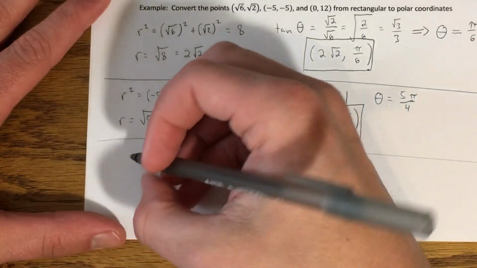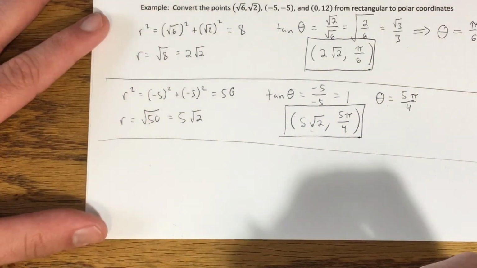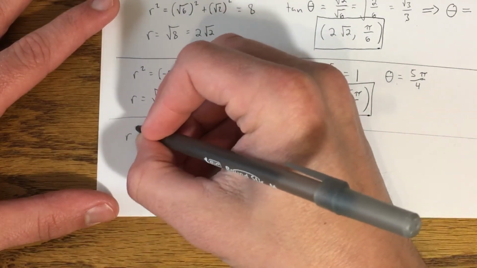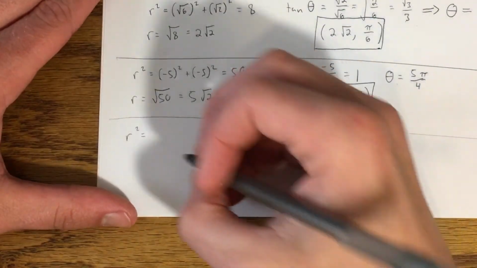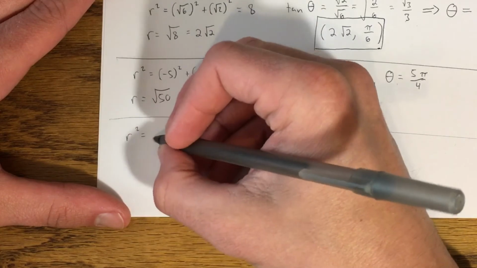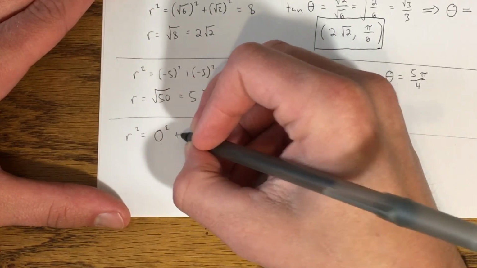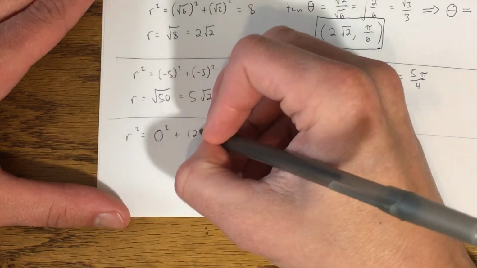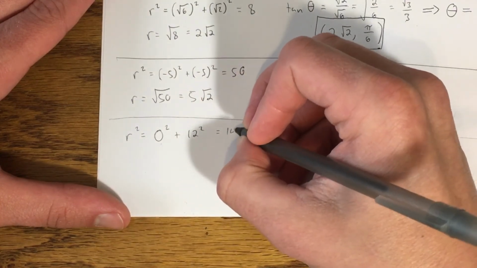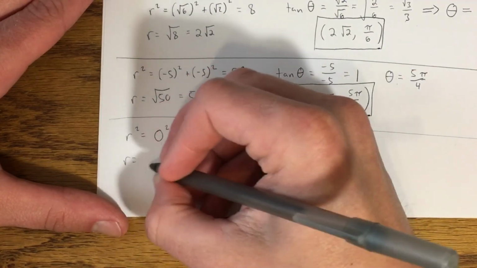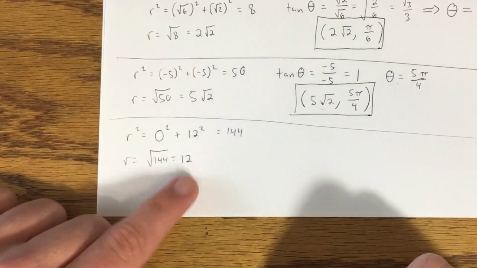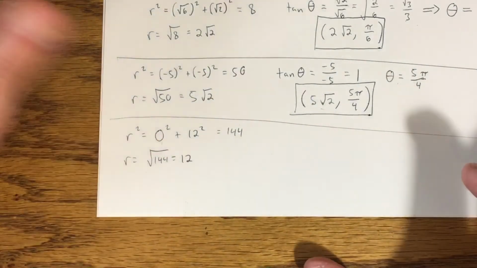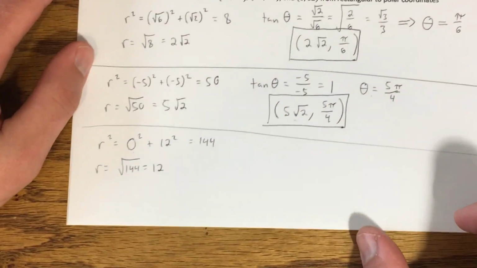Now, this point, (0, 12), I know right away that r would be 12. I'm going to go through the derivation, using the formula, but I'm also going to tell you why I know without even using the formula that it should just be 12. So r squared is equal to x squared, which is 0 squared, plus y squared, which is 12 squared, which is equal to 144. Therefore, r would be the square root of 144, which is 12, like we said, right? I'm going to come back to that in a second, and I'll show you why we don't really need the formula for this specific case.